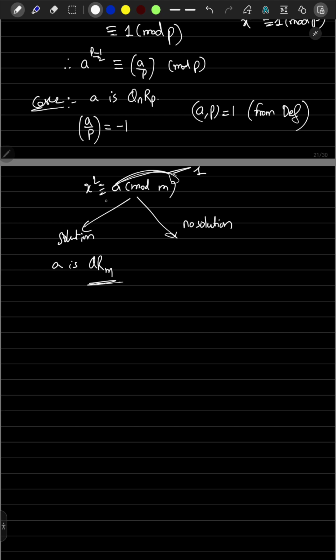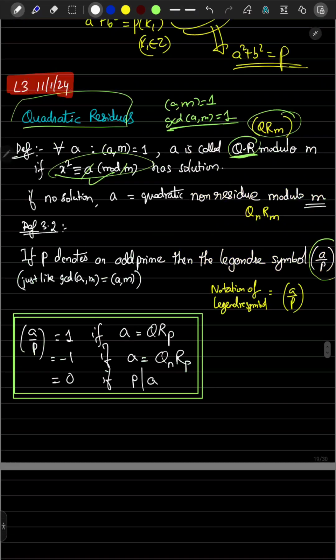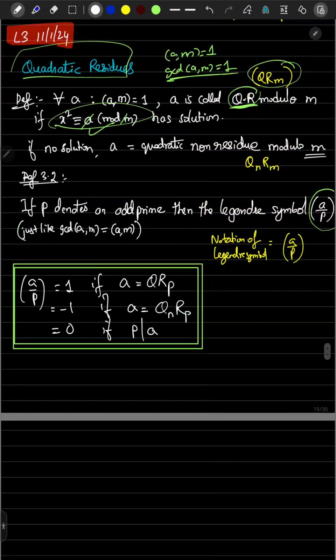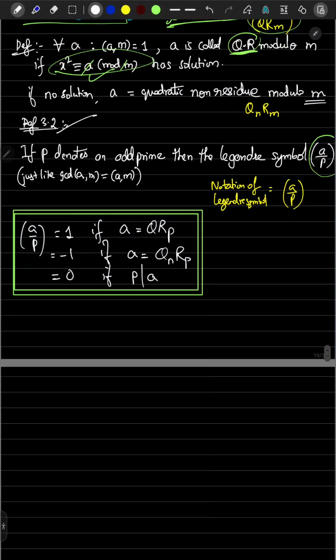What do you mean by solution? It means some x values which satisfy this equation. That is called a solution. So if there is no solution, then a is called a quadratic non-residue modulo m. The notation is QNRM. This is the small definition. So that's it. Next, definition number 3.2.